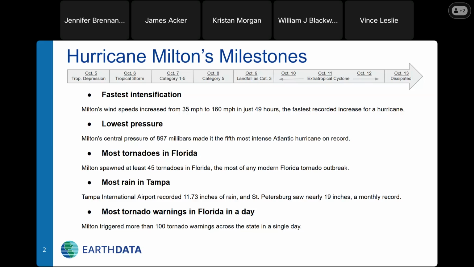It also caused a lot of rain in Tampa and the Pinellas County and western coast areas of Florida where it came inland. Tampa International Airport received about 12 inches of rain. St. Petersburg, right next to my graduate school, saw nearly 19 inches, which was a record for the month. And as we said, it spun off a lot of tornadoes. Therefore, it caused a lot of tornado warnings, more than 100 in the state. So it was a very significant storm. And if you were watching as it hit land, it was very frightening for a lot of people.